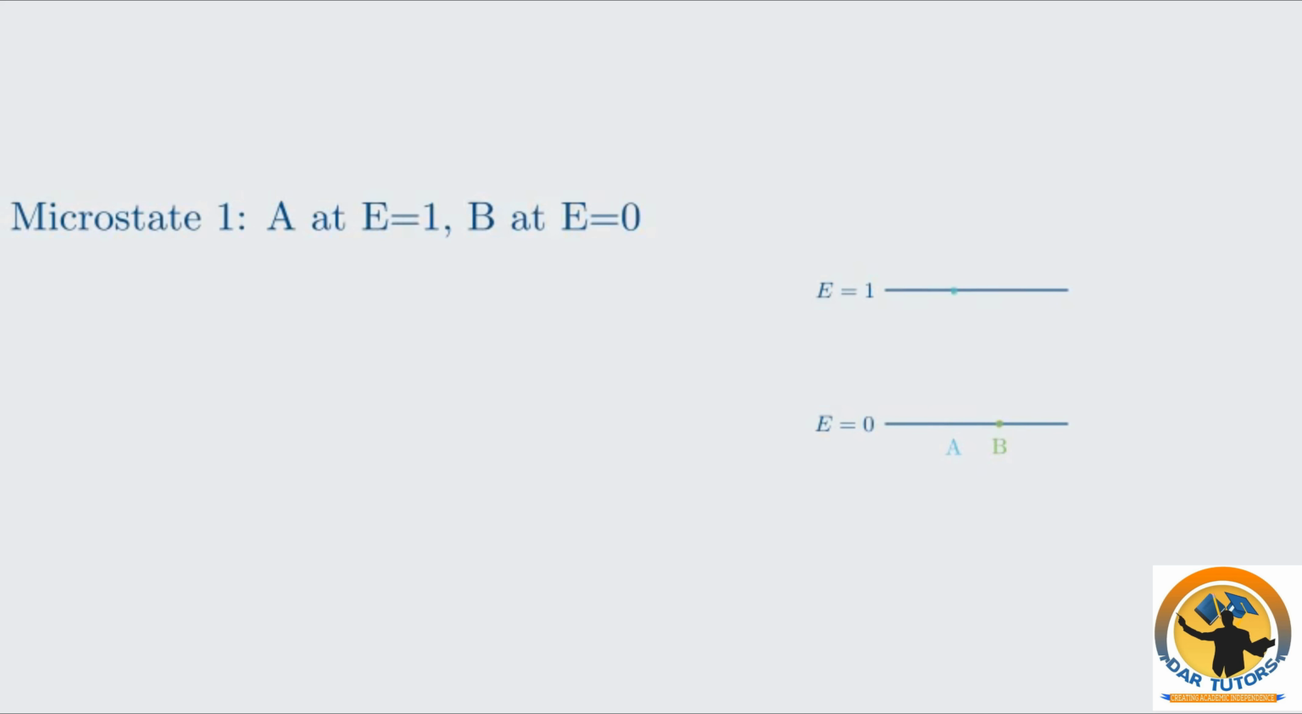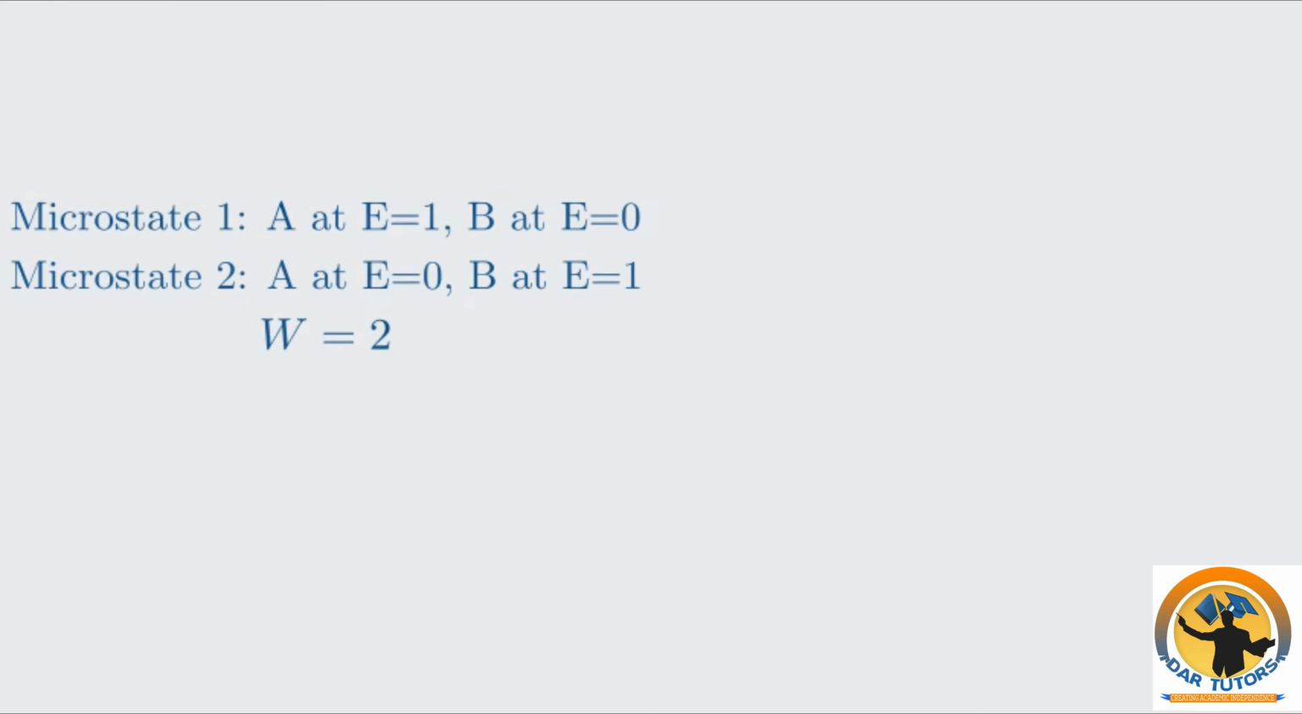Let's make this concrete with a simple model. Imagine a system with only one unit of energy and two particles, A and B, that can store this energy in discrete levels, 0 units or 1 unit. If the total energy is 1 unit, the system could have particle A on level 1 and B on level 0, or particle B on level 1 and A on level 0. These are two distinct microstates, so W equals 2. This represents a system with some entropy.